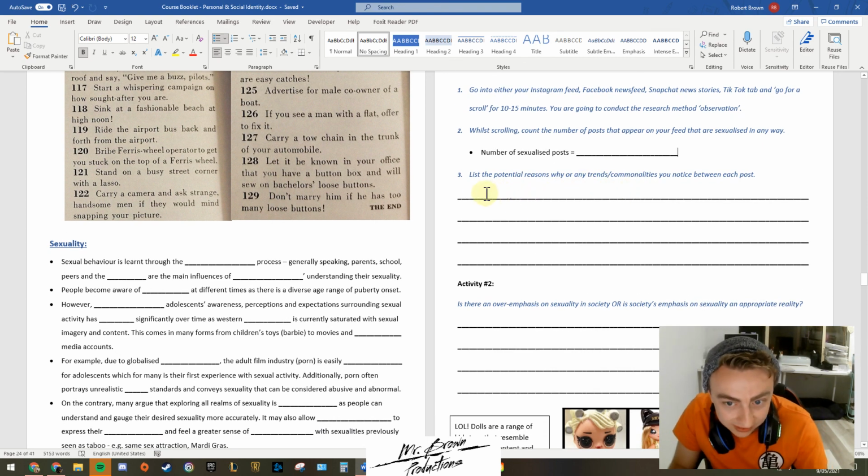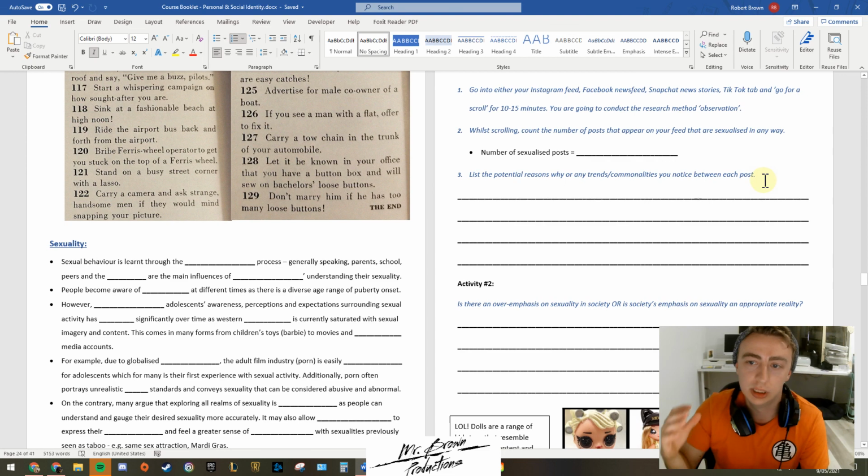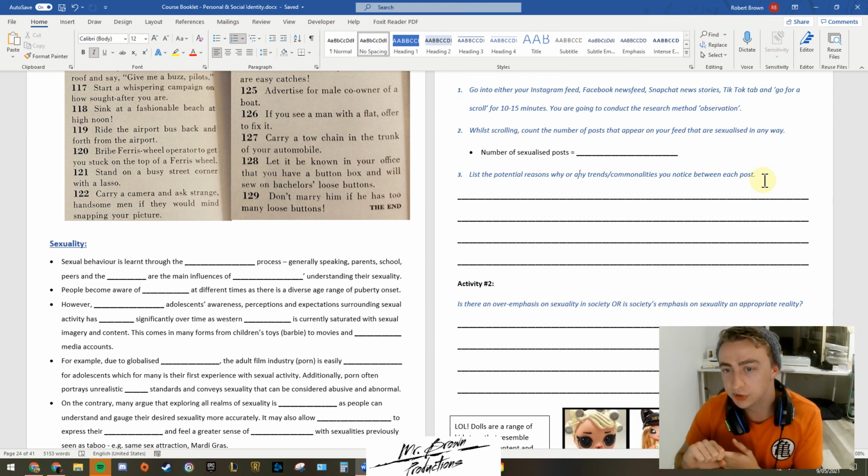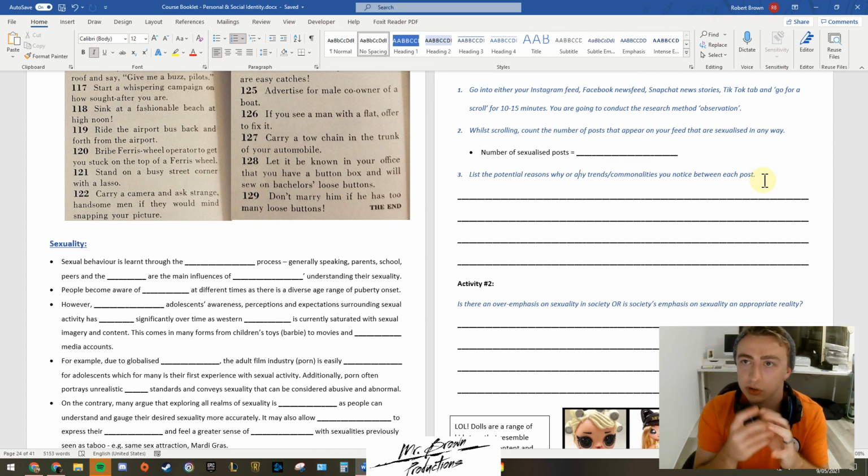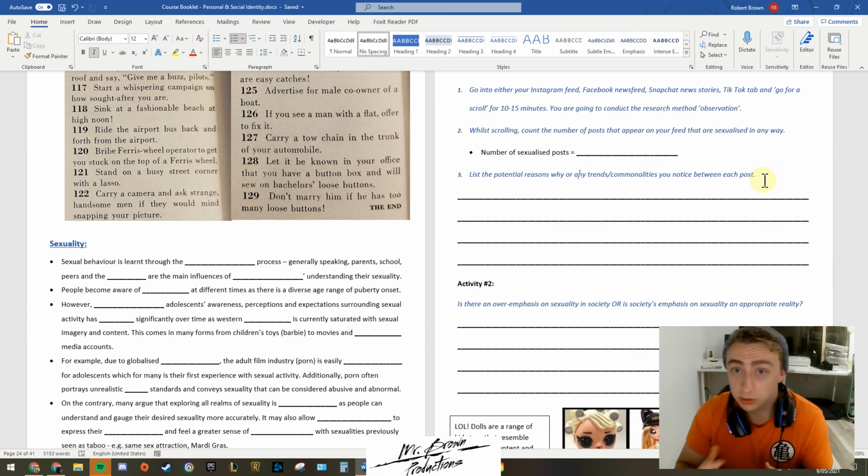Once you have done that, what I would like you to do is list the potential reasons why, or any trends or commonalities that you notice between each post. So if you notice that all or most of your sexualized posts, say for example, revolve around a certain gender, whether that's male, female, or other, have you noticed that most of your sexualized posts are of a certain job occupation? Are they from more so your micro world or your meso world or your macro?